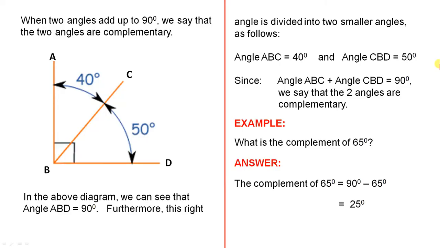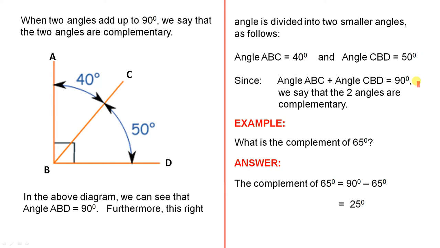When two angles add up to 90 degrees, we say that the two angles are complementary. In the above diagram, we can see that angle ABD equals 90 degrees. Furthermore, this right angle is divided into smaller angles as follows. Angle ABC equals 40 degrees and angle CBD equals 50 degrees.